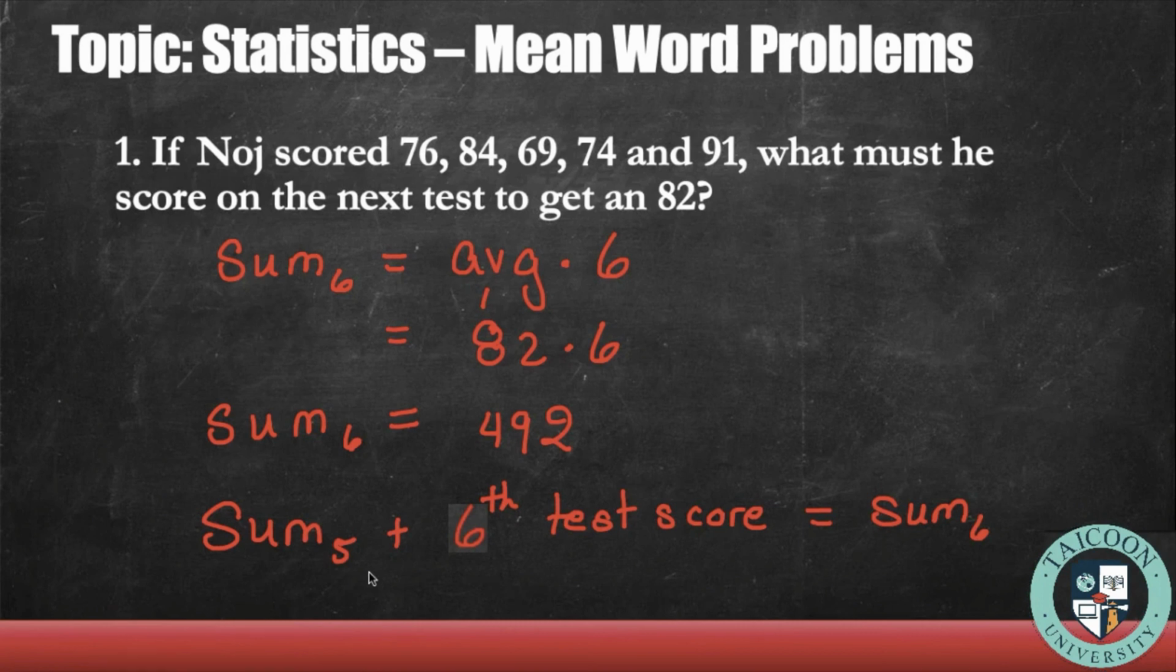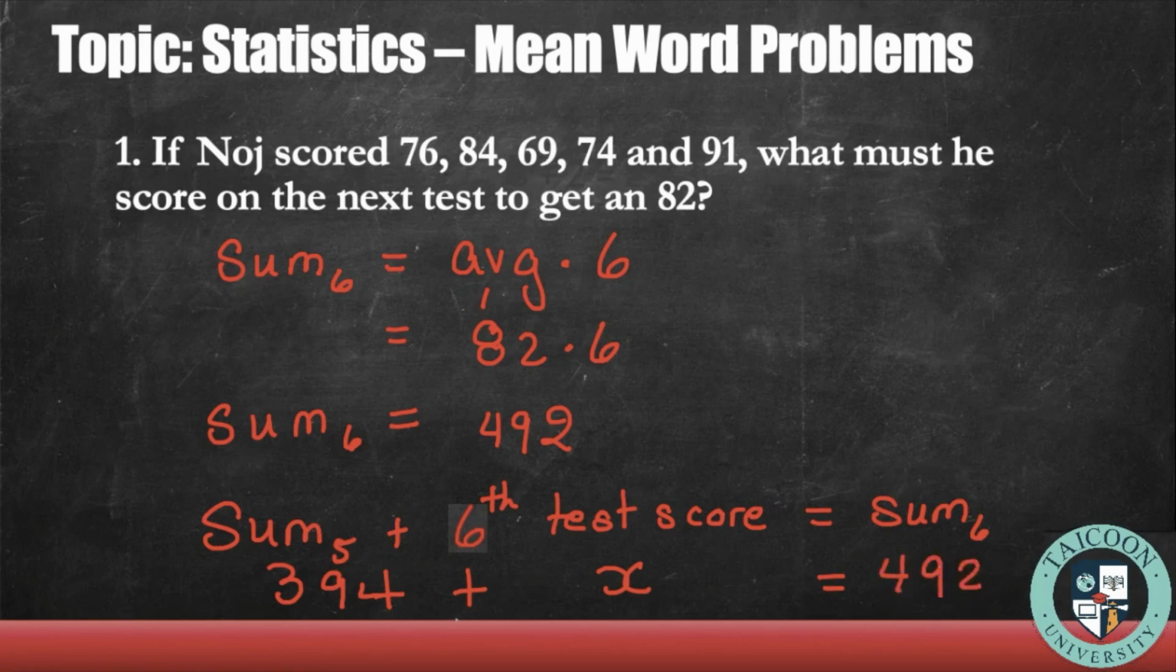After adding up these 5 exam scores, we see that Naj has scored a total of 394 points on his first 5 exams. We don't know what the 6th test score is, but we do know that the total sum of all 6 exams must equal 492.